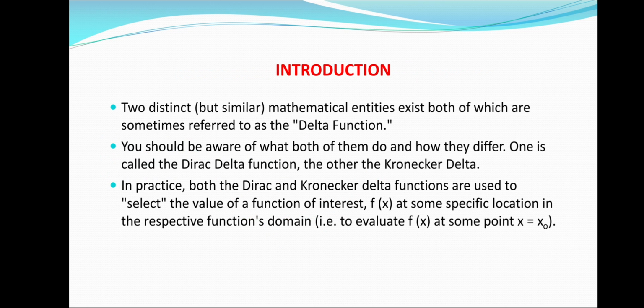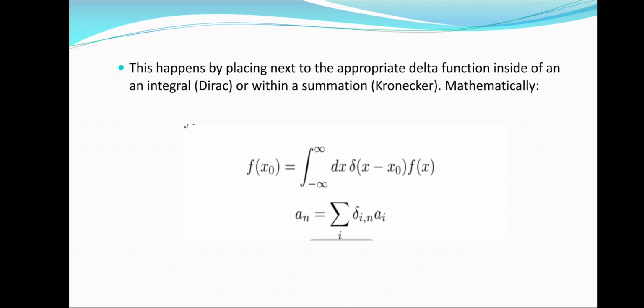So coming to the introduction, two distinct but similar mathematical entities exist, both of which are sometimes referred to as the delta function. You should be aware of what both of them do and how they refer. One is called the Dirac delta function and the other Kronecker delta function. In practice, both are used to select the value of a function of interest f of x at some specific location in the respective function's domain, that is, to evaluate f of x at some point x equal to x naught. This happens by placing f next to the appropriate delta function inside of an integral (Dirac) and within a summation (Kronecker).